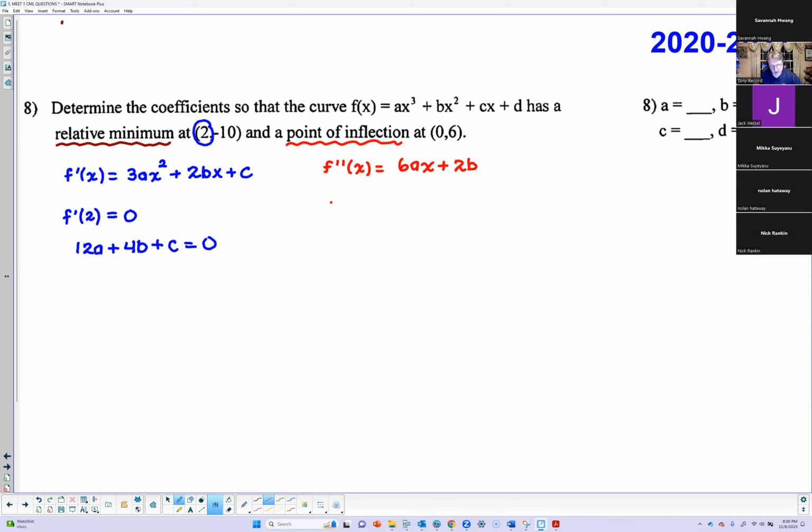But once again, the only time that you can get a point of inflection is if at the x value where the point of inflection occurred, your second derivative is equal to 0. Okay? I know you might be thinking, well, what about this negative 10 and that 6? We don't use them yet. Okay? So if we solve this equation here and we plug 0 in for x, we're going to get 0 plus 2b equals 0, which, ta-da, what does that mean?